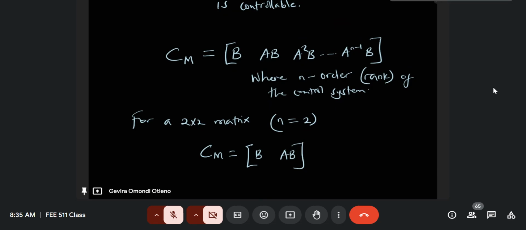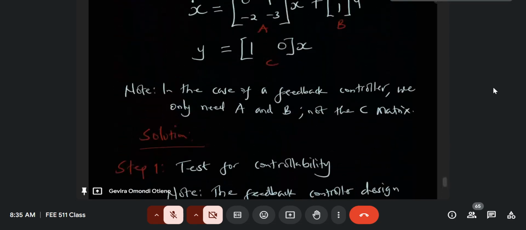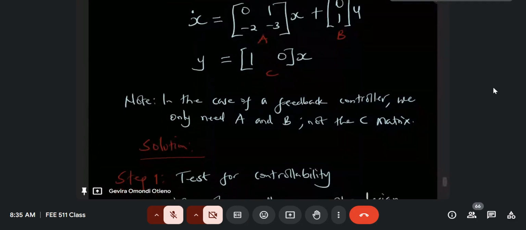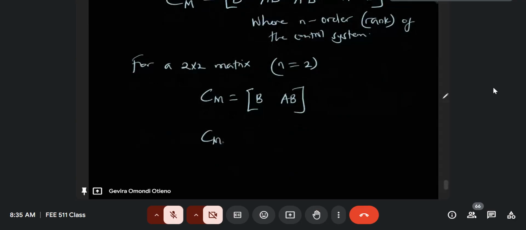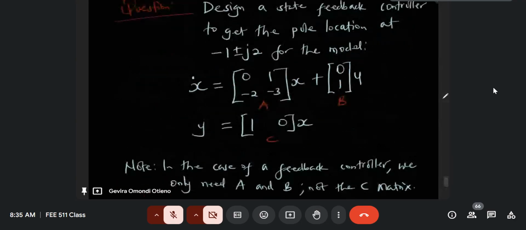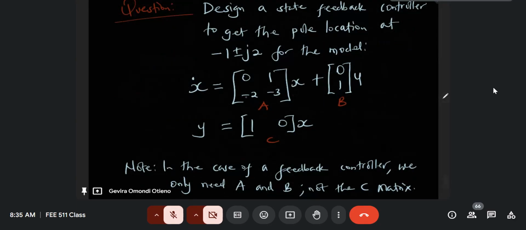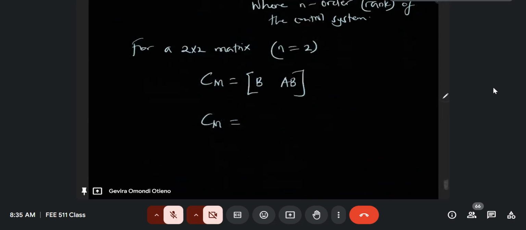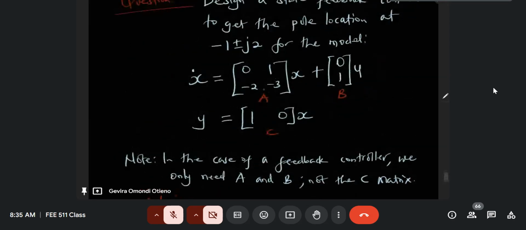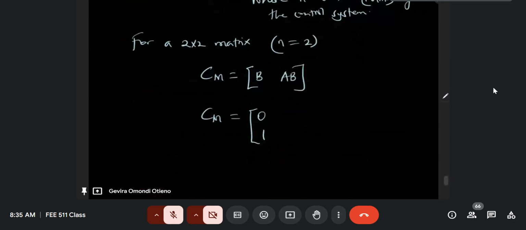So remember, we are testing for controllability of what has been given, our model. So let's see, what is B? Controllability in our case here, the matrix B is 0, 1, and the matrix AB is the multiplication of A and B. So that becomes 0, 1 multiplied, and you have 1 and minus 3. Please remember, this can also be a 3 by 3 matrix.